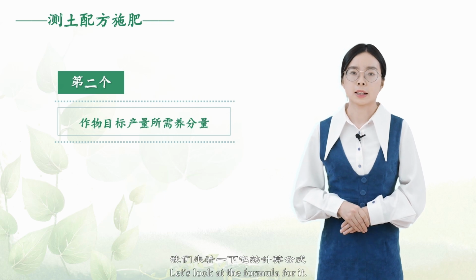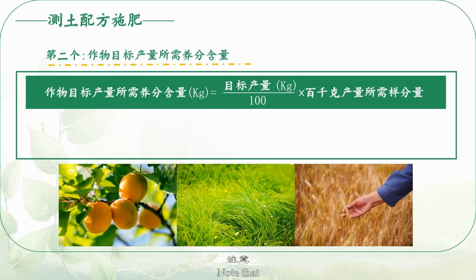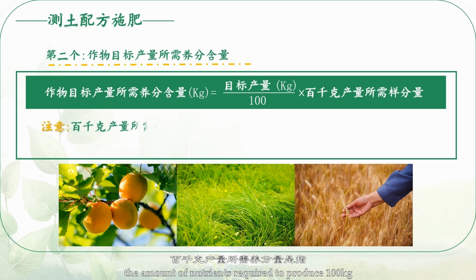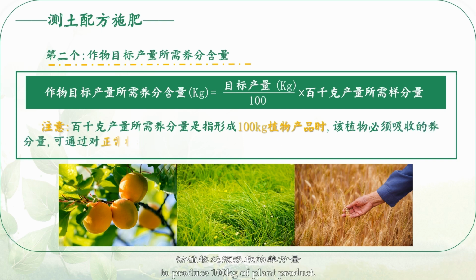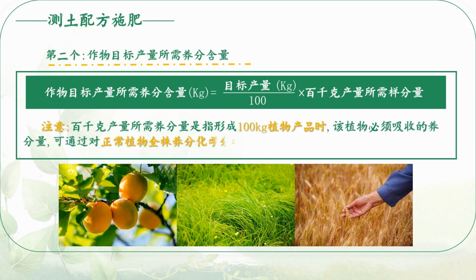Let's look at the formula for it. Note that the amount of nutrients required to produce 100 kilograms is the amount of nutrients that the plant must absorb to produce 100 kilograms of plant product. It can be obtained by chemical analysis of whole plant nutrients in normal plants.